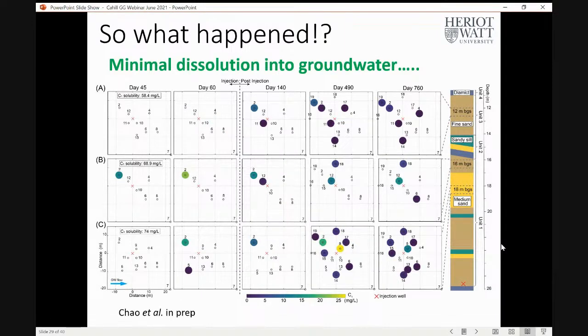So what we saw was there was minimal dissolution of the gas into groundwater, actually. So from these monitoring wells, we can see here these different panels, A, B, C, are in different depth slices through the subsurface there. So 12, 16, and 18 meters depth. And it was very complex, sporadic, and I almost want to say random, but of course it's not random. The laws of physics are not random, but we see a non-uniform development of methane concentrations appearing there with these shaded dots.